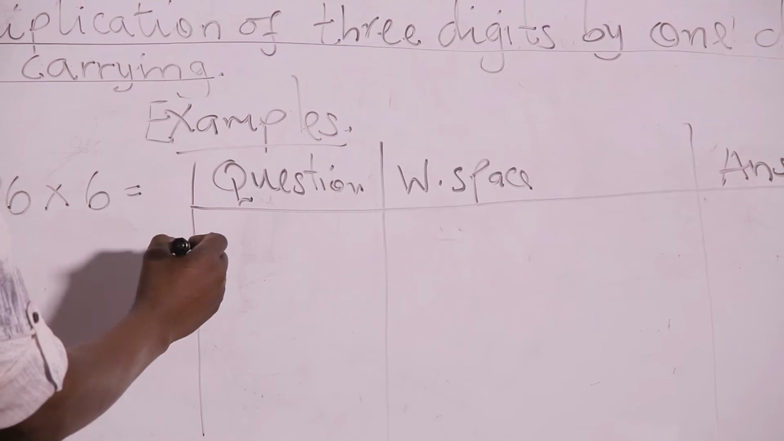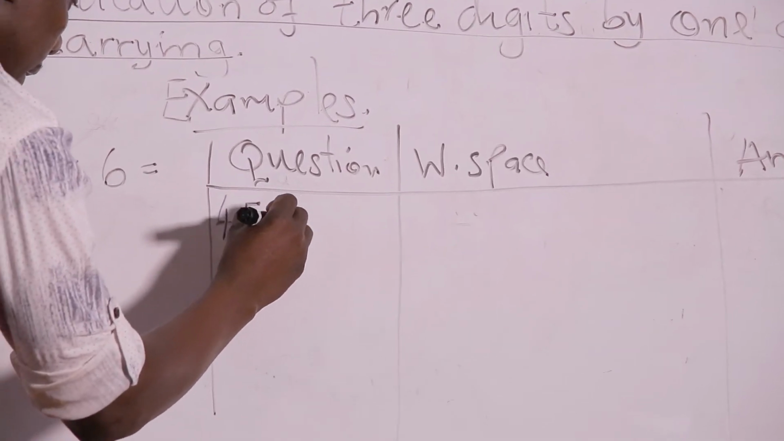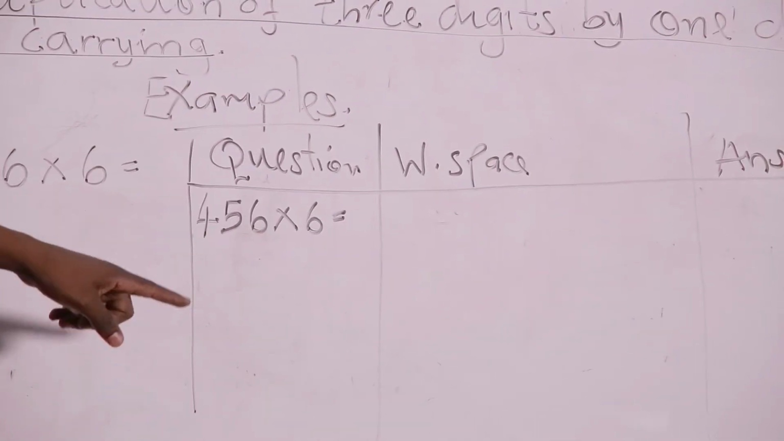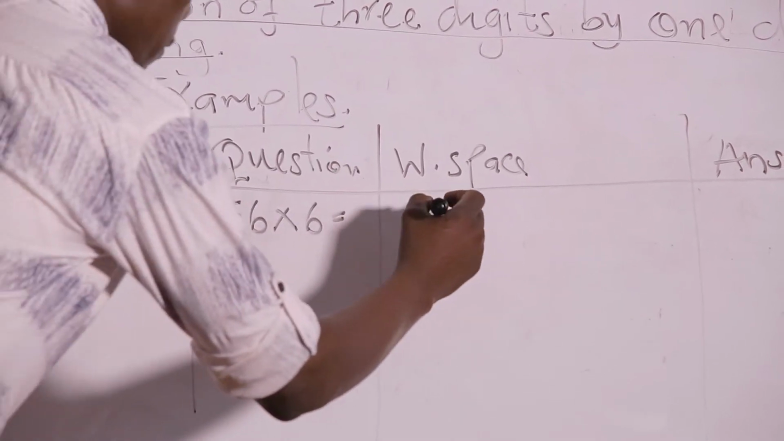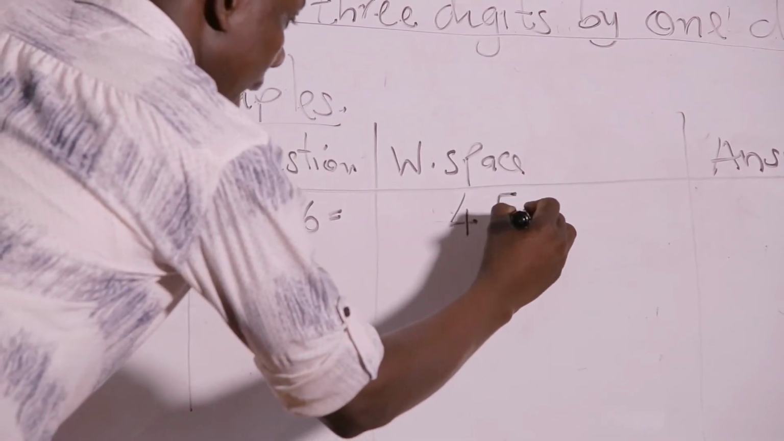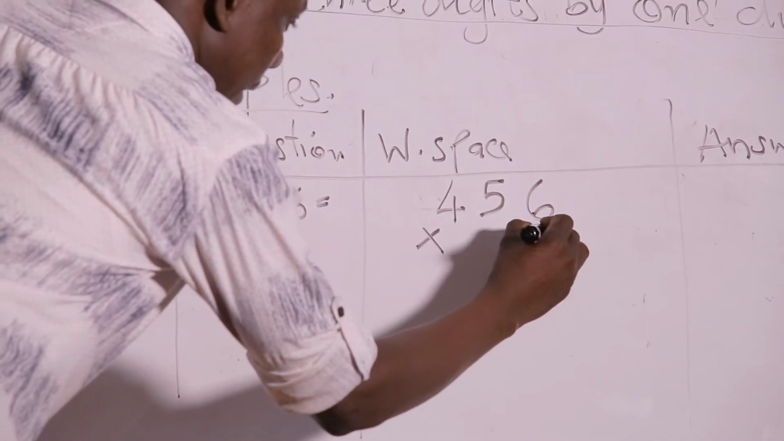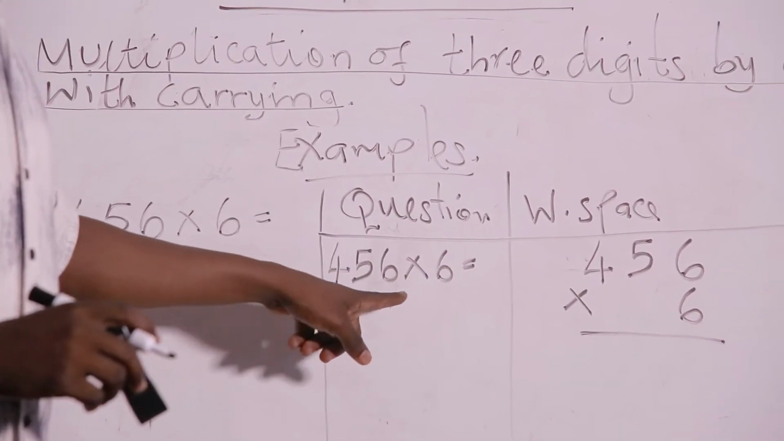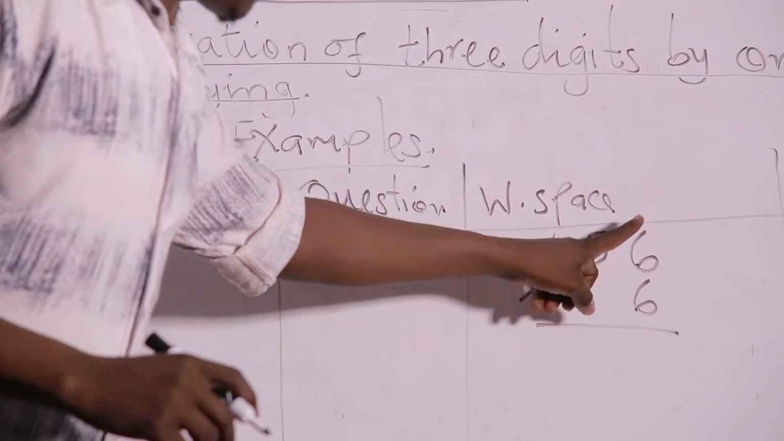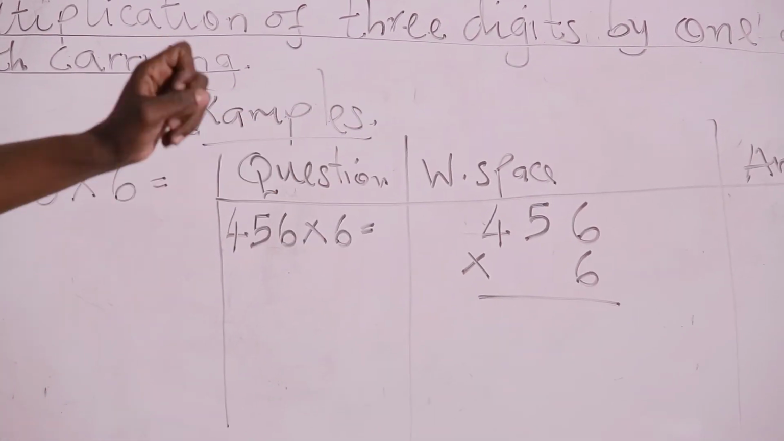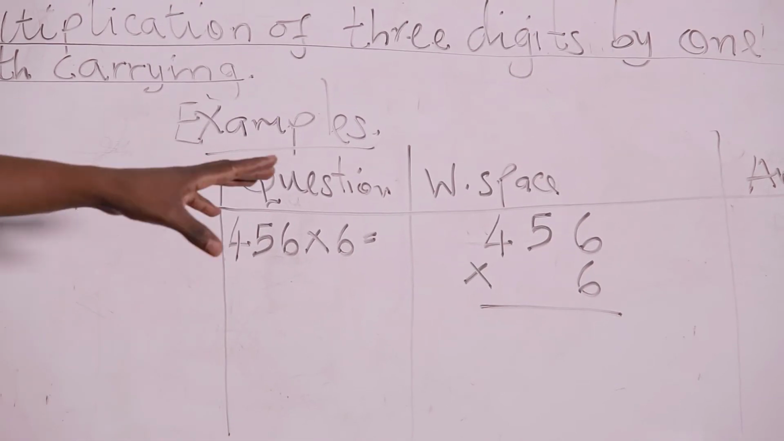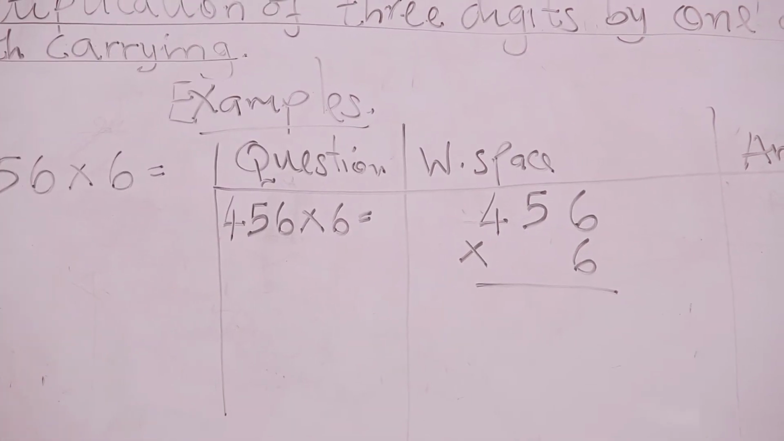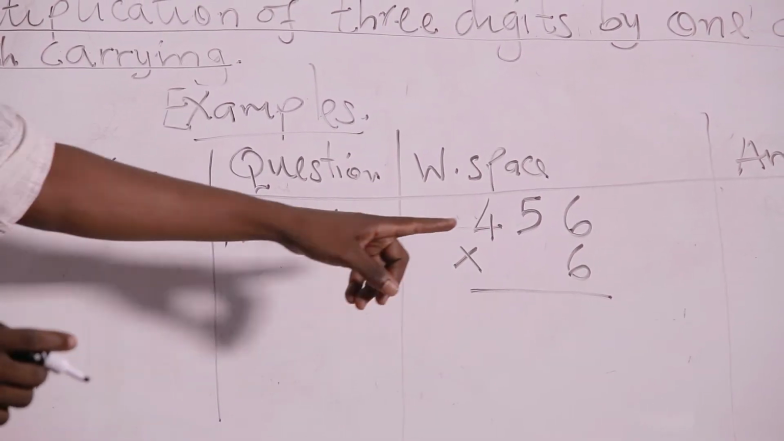Now, we have a question, 456. You multiply by 6. When you get into your working space, you are supposed to have this question organized vertically. 456 multiplied by 6. Remember, this 6 occupies the place value of ones, so it should be located in the digit that is found in the place value of ones. Once you have your work like this, the next thing is to make your table 6.